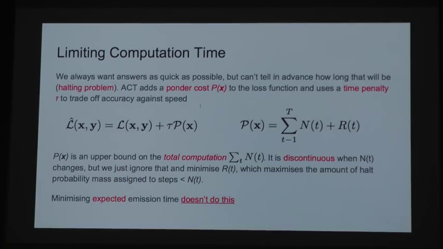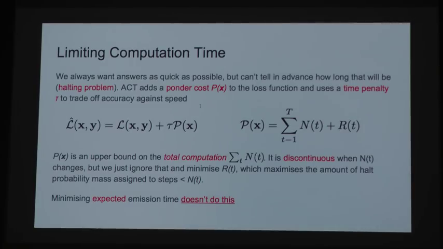The original formulation I tried was a slightly more conventional probability distribution, which just gave you an expectation over the time of the whole thing and tried to minimize that expectation. That didn't work for various technical reasons. So it was really important to have something where you're penalizing an upper bound on the actual number of steps that the network takes. That was critical to getting this to work. Okay, and that's basically all.